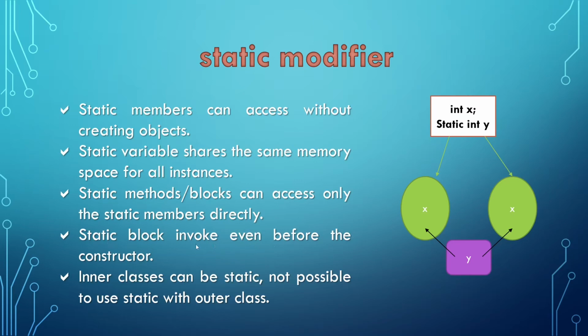Normally a constructor is invoked when an object is created, or an instance of a class is created. Before that, the static block will automatically run. And you can give the static keyword to inner classes. Outer classes, it's not possible. So with the example, I will explain all this.